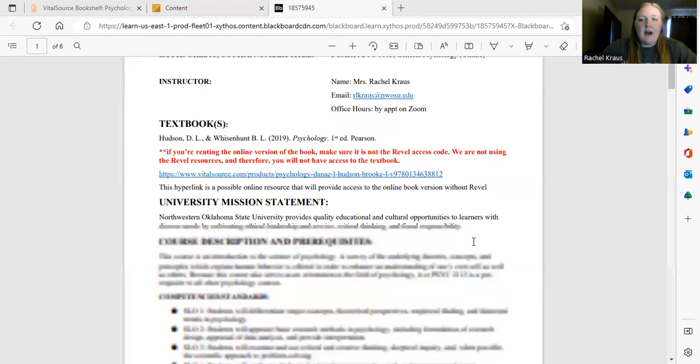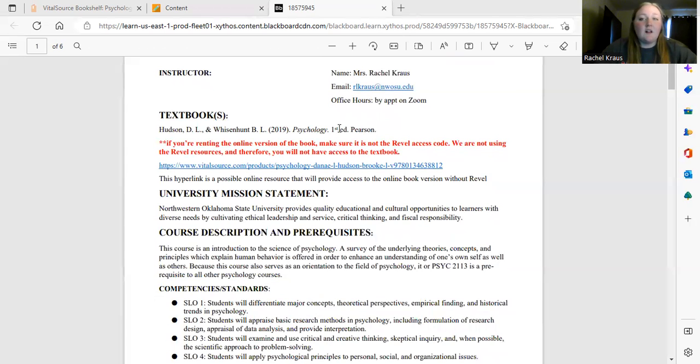So we have just the textbook Psychology, first edition, distributed by Pearson, by Hudson and Weisenhunt. And here's the link to that book if you want to get it. It's not necessarily required, but I do know that it would help you a lot because that's where most, if not all, of the information for this class is coming from. It can help elaborate on some ideas.